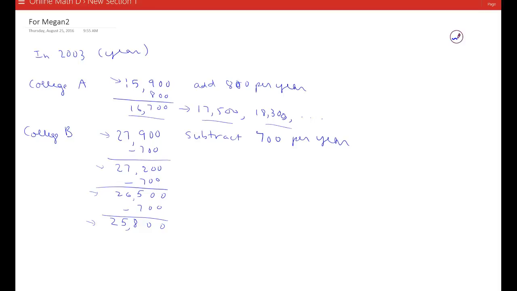So what we're looking for is when will they be the same? So this is the section about linear models: how can I write an equation that says what's going on here. So if I let x be the number of years that have gone by, then does it make sense that college A will have 15,900 plus 800 times x?